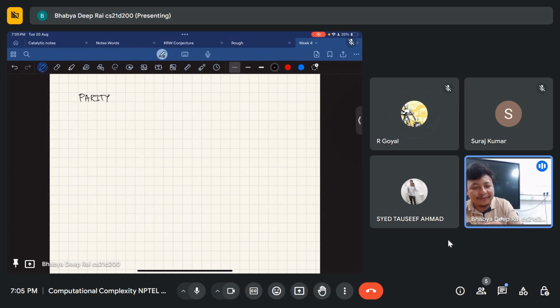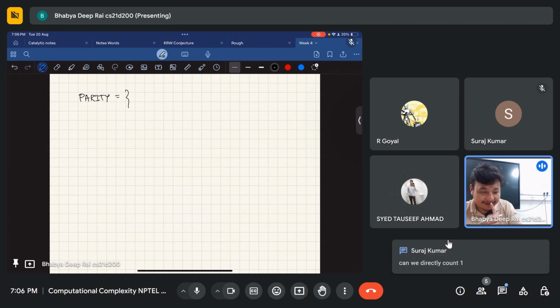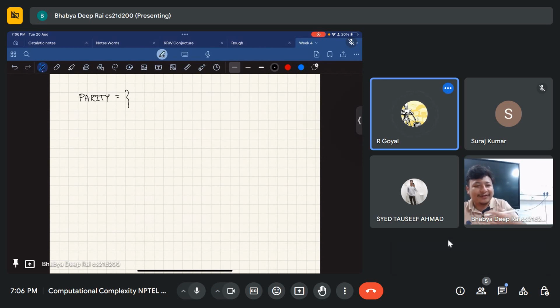But we can do it without a certificate also, right? That's what you were saying in the beginning. Can you do it without a certificate also? Directly an L algorithm. Can we directly count the ones? Exactly, that's what I was saying. Yes, you can count once. We don't even need the certificate.